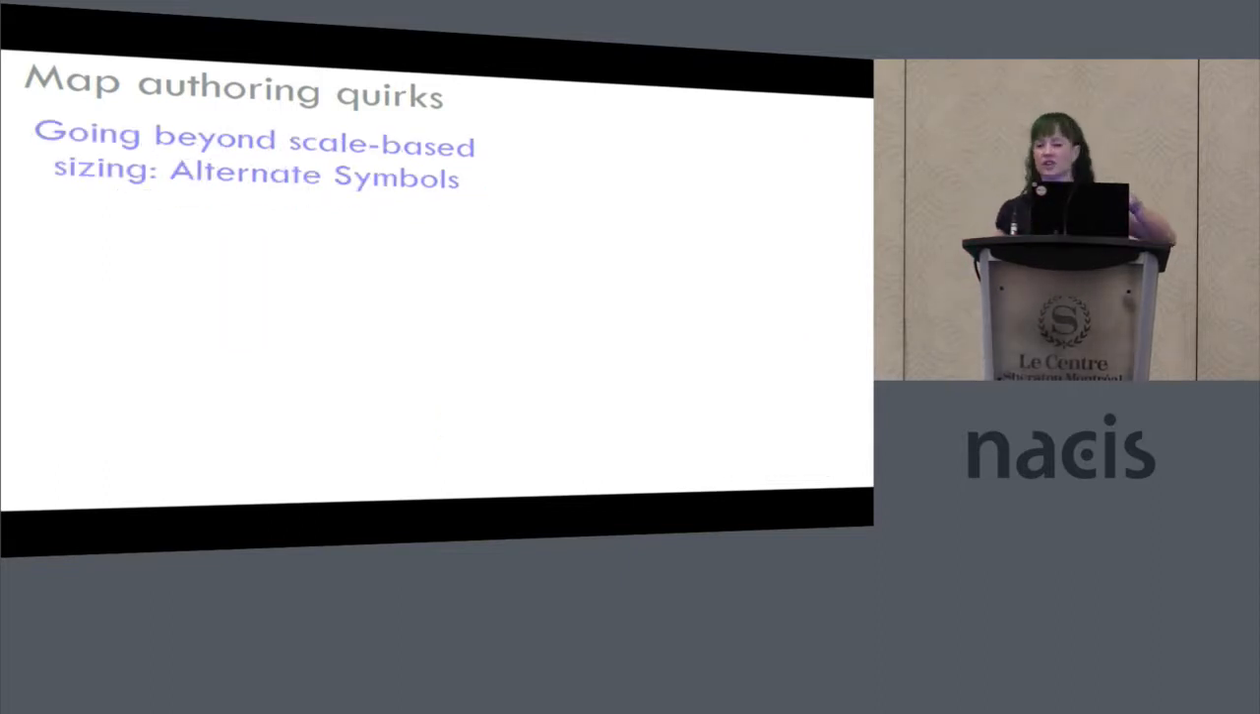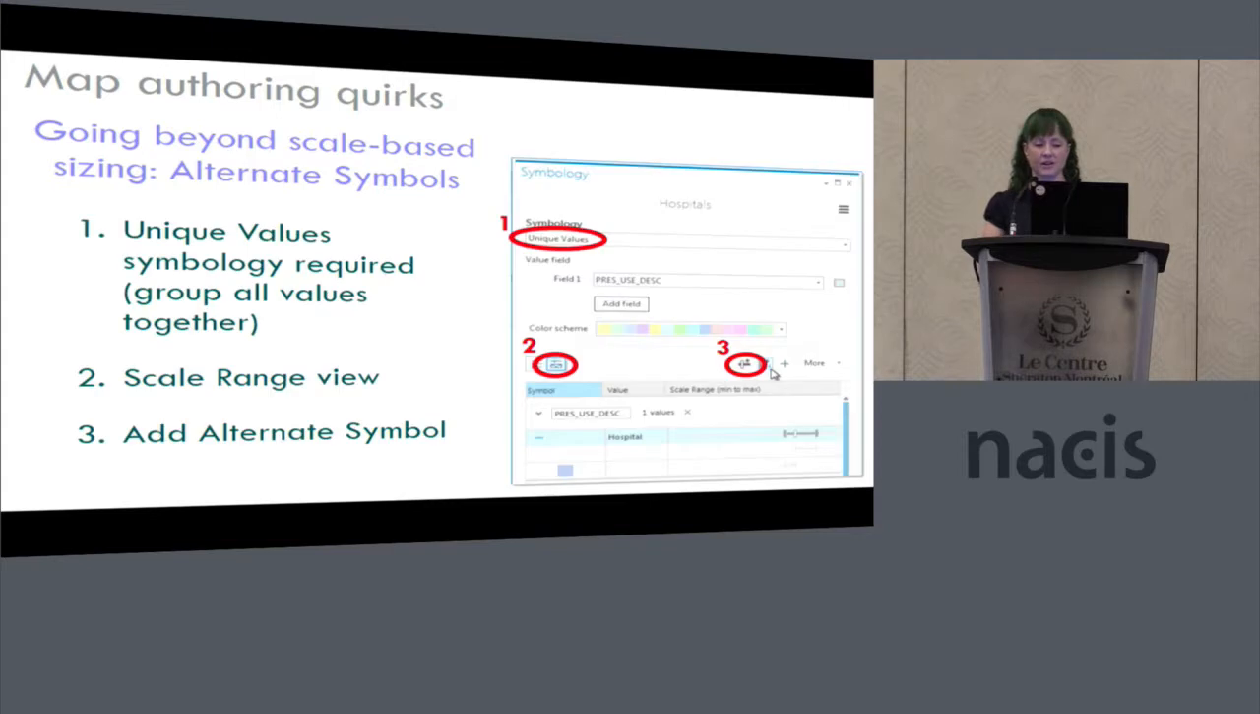Remember I said it was easy to change sizes of things by scale. You can also do things like change color by scale. It's a little buried. The feature is called alternate symbols. And this is sort of how you get to it. You have to use unique values symbology. And then you can find the alternate symbol option.